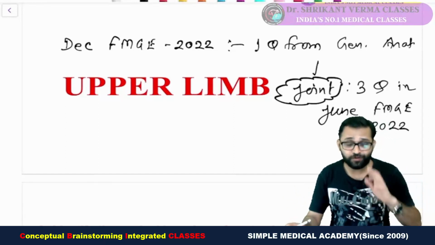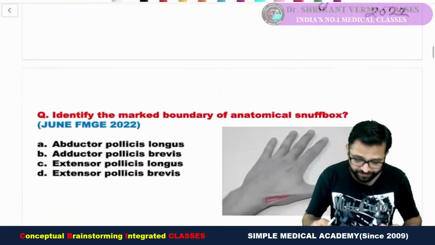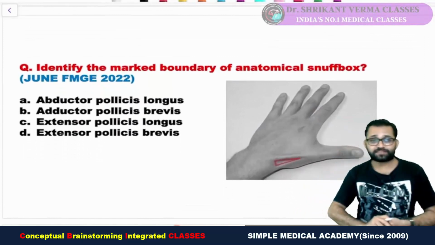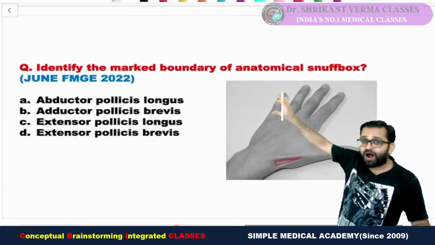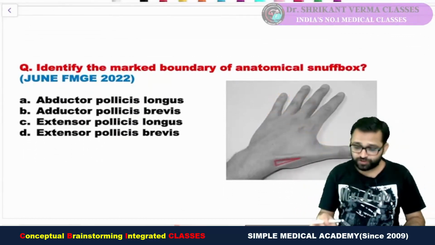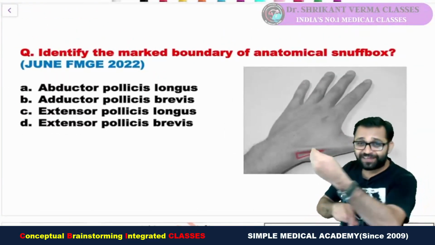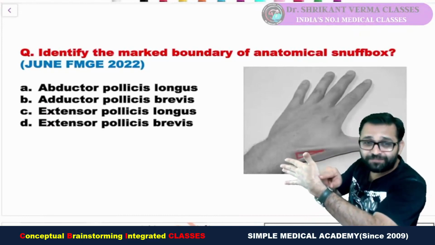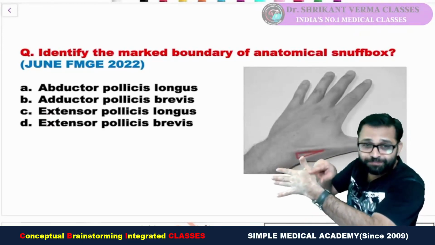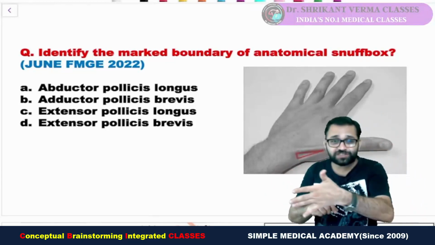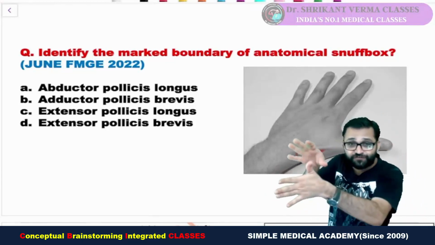Yes, now we are going to talk about our upper limb. See here, we are going to talk about this portion. Yes, this is the question. Identify the marked boundaries of the anatomical snuff box. So here was the image, and many times I taught you. Yes, see here, extend the thumb. At the base of the thumb there is one triangular depression. Can you see? Yes, there is a triangular depression. This structure is used for the snuffing.